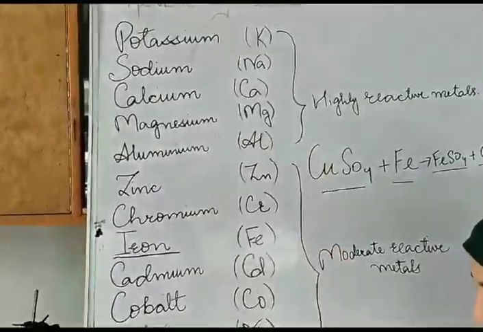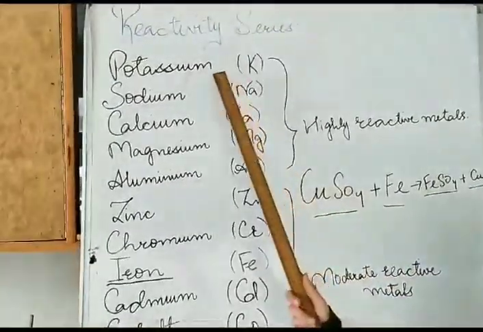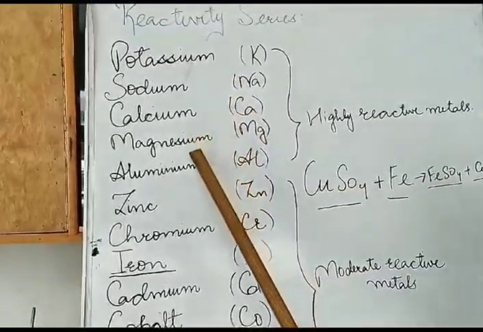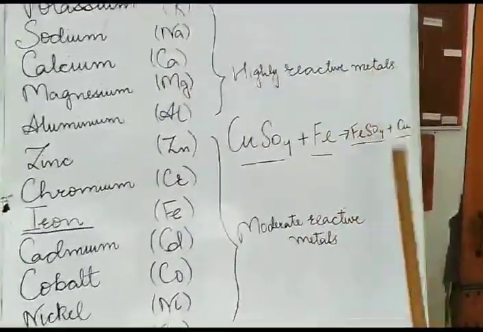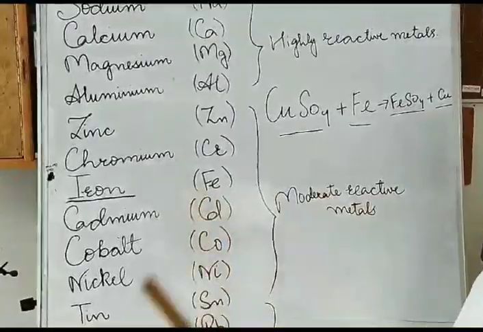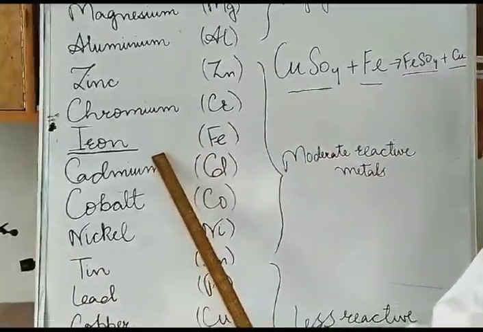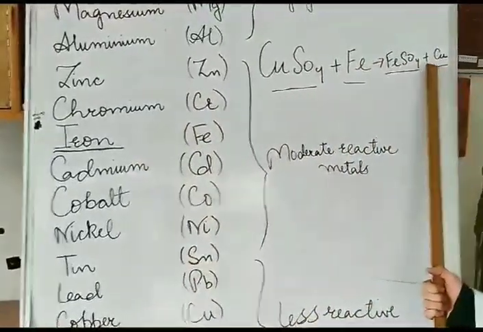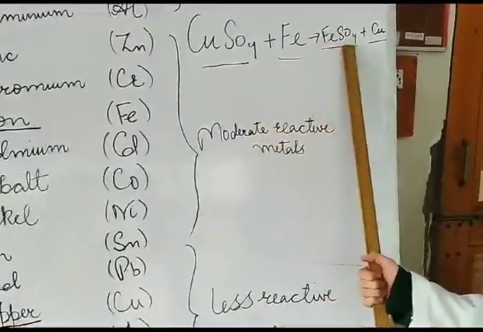As you can see here, we should use a pointer here to get it focused. As we can see here, it's potassium, sodium, calcium, magnesium, aluminium. It comes in the highly reactive metals. After that it comes moderate reactive metals. As you can see here, iron and copper is also present in here. Iron is above the copper, that means it is highly reactive than copper. That's why it has displaced the copper from copper sulfate solution and formed iron sulfate solution.